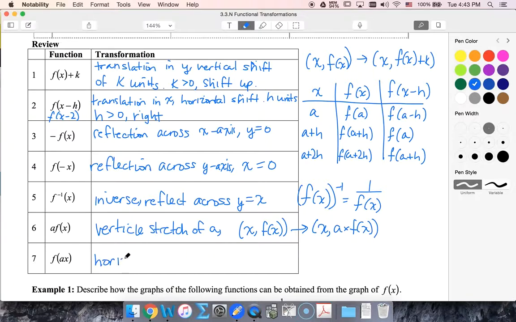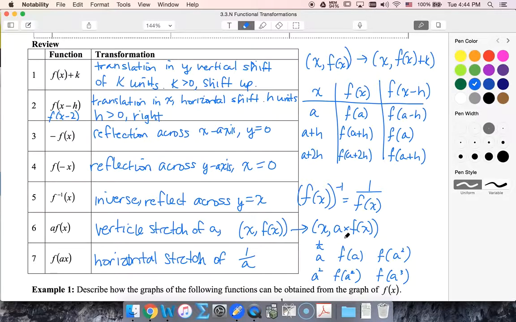This one is a horizontal stretch. And this time we're stretching by 1 over a. And it's for the same idea over here, that if I had a, I would get f of a, and then over here I would get f of a squared. If I had a squared, then I would get f of a squared, and over here I'd get f of a cubed. So if I had f of 1 over a, then I would get f of 1 over a, and on this side I would get f of 1. So I'm always working in the reverse to have things line up.